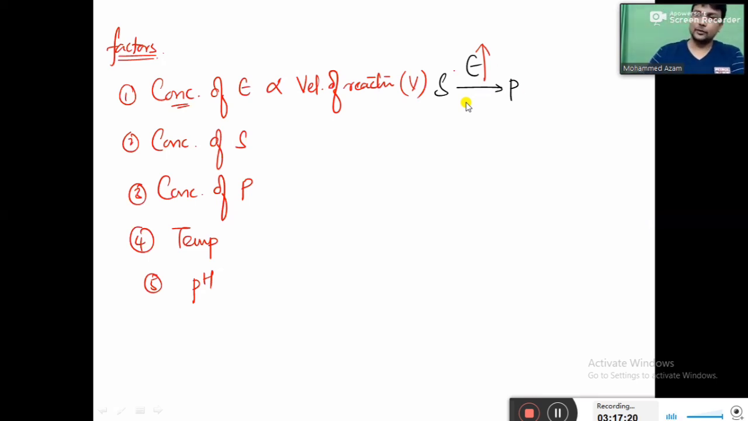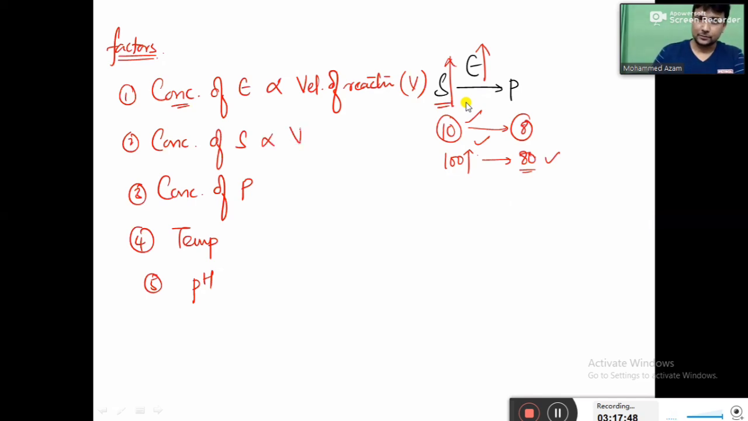Similarly, if you increase the concentration of substrate, what is going to happen? Suppose I have 10 substrate molecules, and out of that, 8 are converting to product. If I increase that to 100 molecules, and many more get converted to product, that means the more the substrate, the more the velocity of the reaction. So it is directly proportional to velocity.